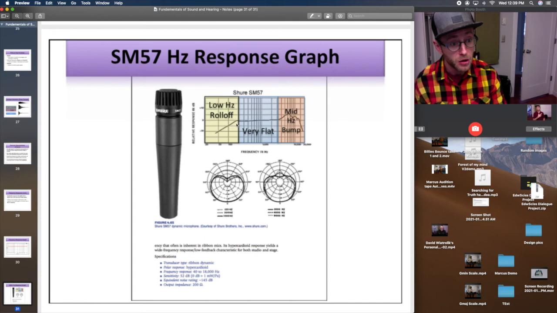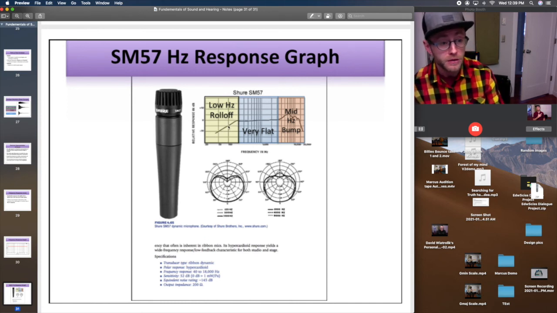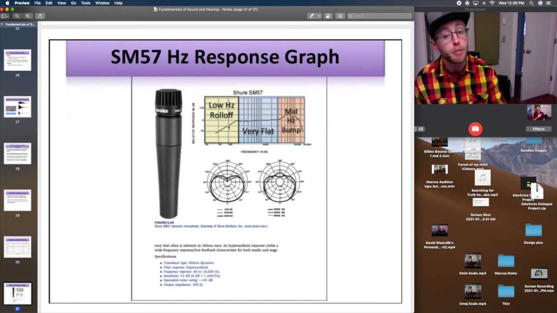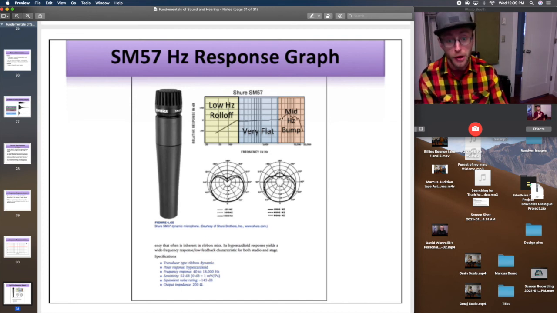It's pretty flat in the middle, and then it rolls off in the low end. So not super great for low frequencies. Other microphones might be better, but this is the tone of the microphone. This is the frequency response.